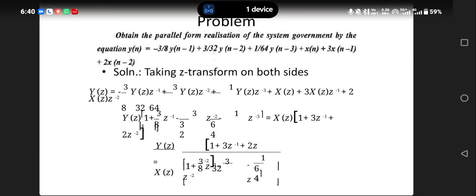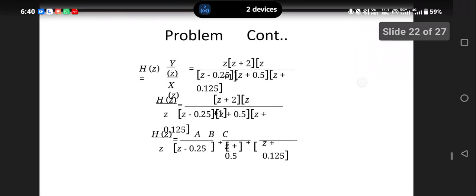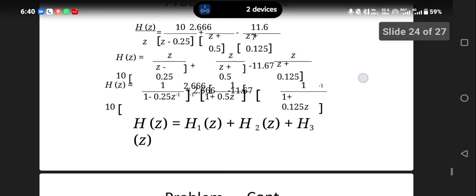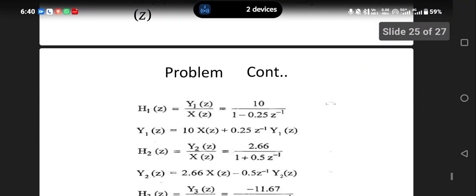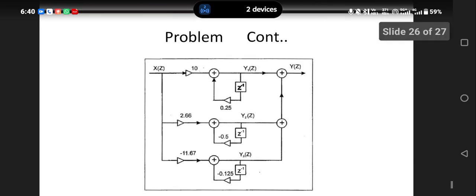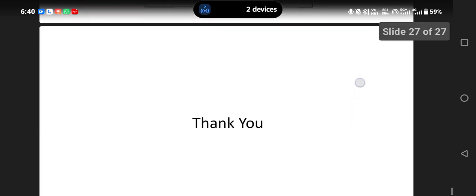The problem in parallel realization: taking Z transform on both sides, calculate various H of z values. After finding the different H of z values, that is H1 of z and H2 of z, we have to represent the transfer function in a parallel manner.